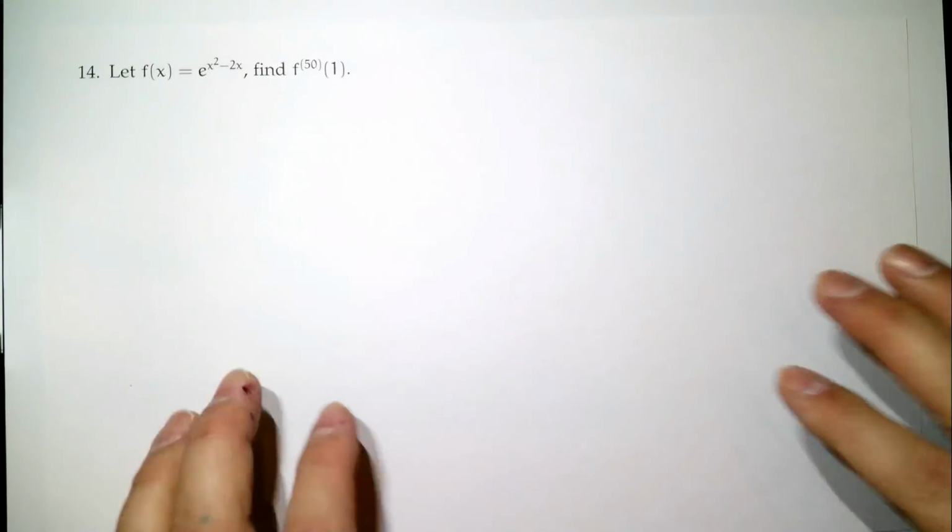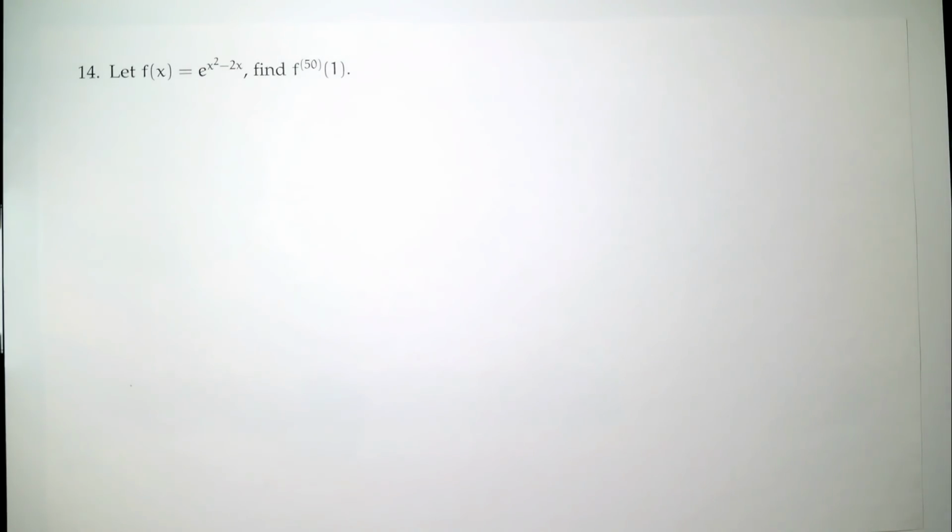Last problem, number 14. So, we have this function f of x, which is e to the power x squared minus 2x, and I want to find the 50th derivative, but not at 0, at 1. Oh, at 1 you say. Interesting. Because most of our power series have been centered at 0.